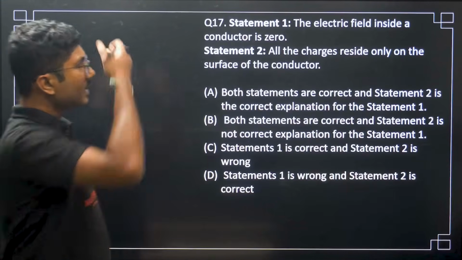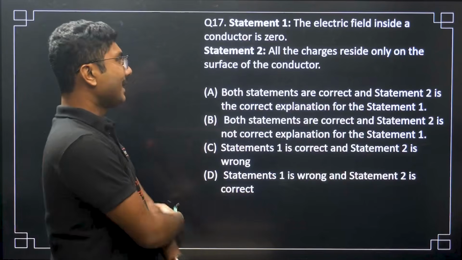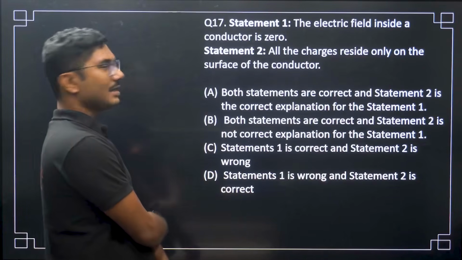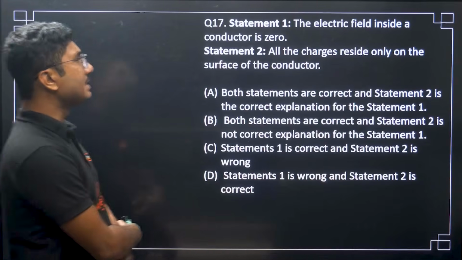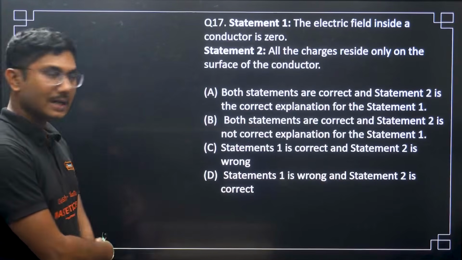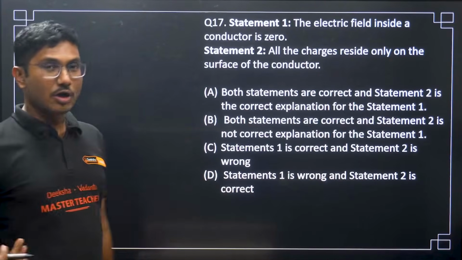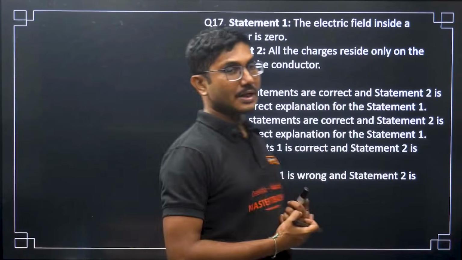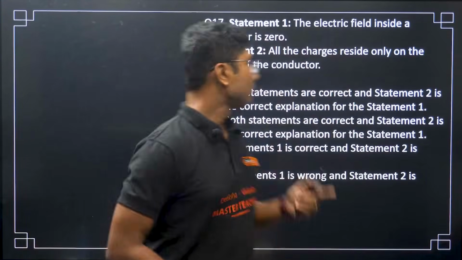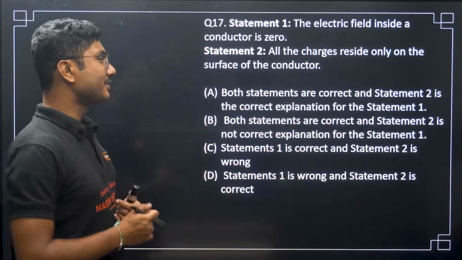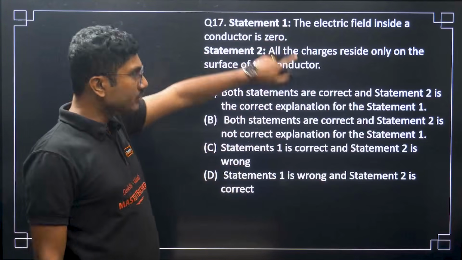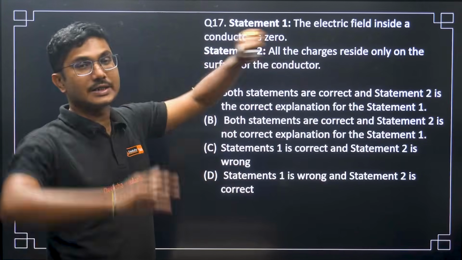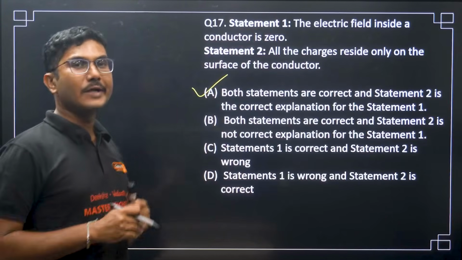Next question, statement based question. The electric field inside a conductor is 0. Correct statement. All the charges reside only on the surface of the conductor. This is also correct. And because all the charges reside on the surface of the conductor, the electric field inside is 0. So both statements are correct and statement 2 is the correct explanation of statement 1. Because all the charges are outside, the electric field inside will be 0.